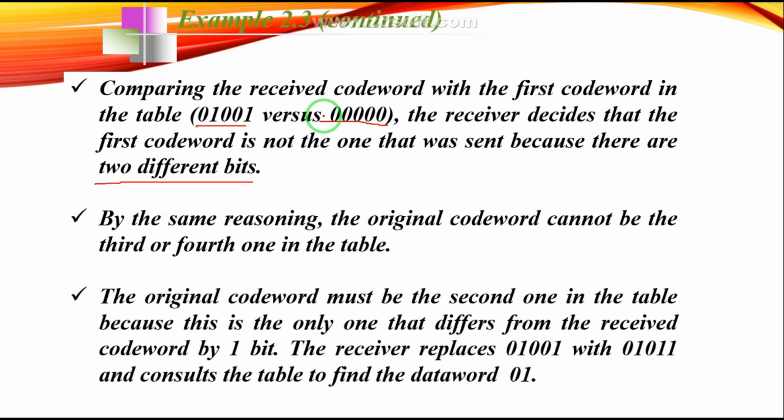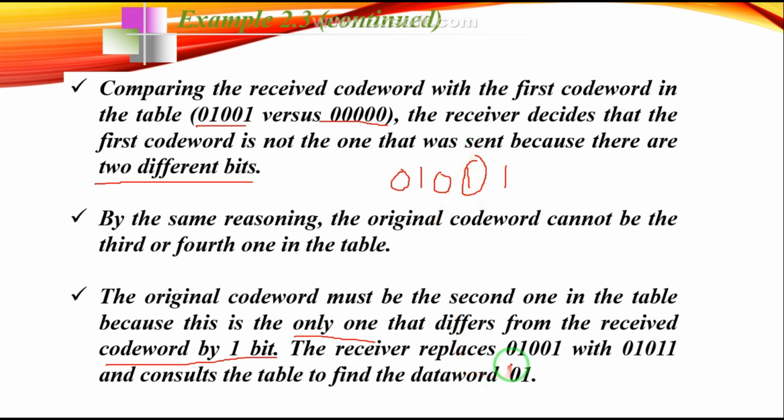Secondly, by the same reasoning, guys, the original code word can't be the third or fourth one in the table. So if it is not the first, and not the third or fourth one in the table, then what remains? Then the original code word must be the second one in the table, because this is the only one that differs from the received code word by 1 bit. Because the valid code word was 01011, so what is changed? Only this bit has been changed.